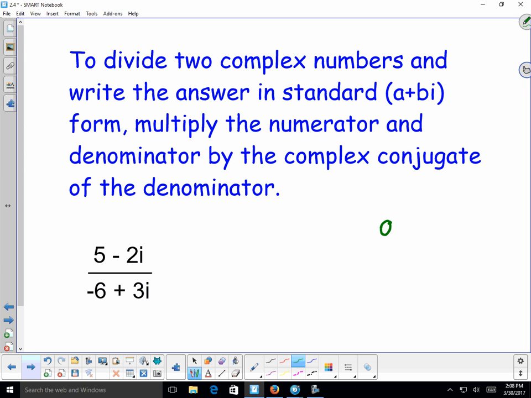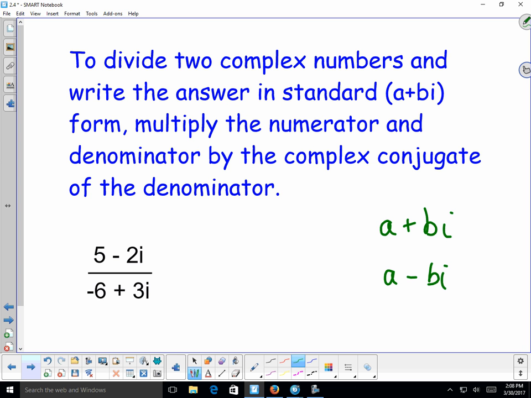So complex conjugates are going to be a plus bi and a minus bi. Okay, so it's -6 plus 3i. Well, that's what we have. So what's the complex conjugate of -6 plus 3i? You keep the real part the same. You make the imaginary part opposite.